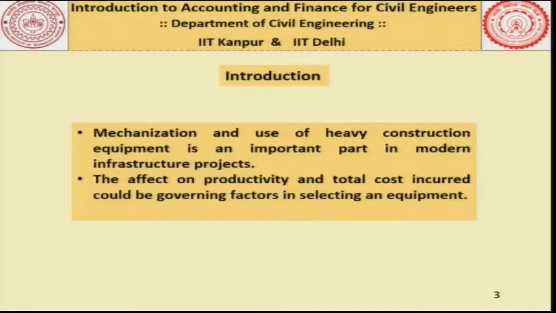Now, the effect on productivity and total cost incurred could be a governing factor in selecting equipment. And also, we should remember that construction equipment is a very costly item, and companies need to make a careful decision when it comes to procuring construction equipment. Also, there could be options in different equipment, and that is what we have been talking about in the previous lectures, as to how we evaluate different options.